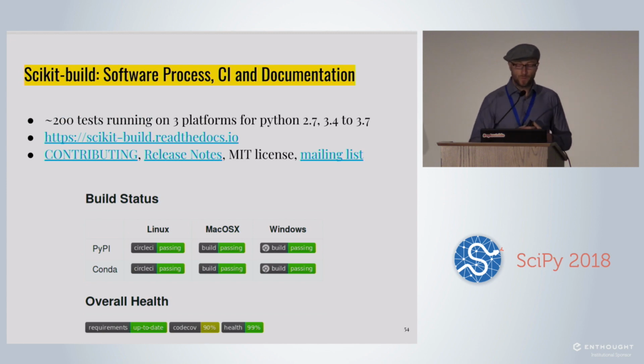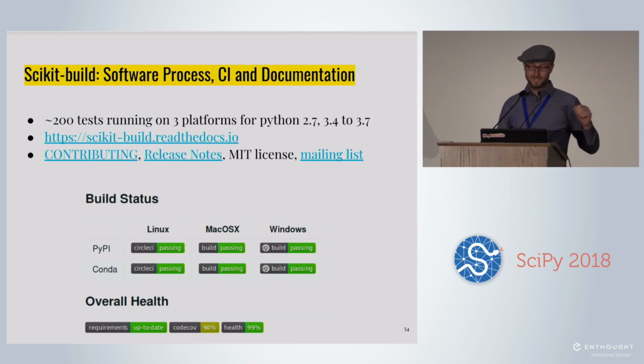It has an extensive software process, CI and documentation. There are around 194 tests running on 3 platforms, in fact 4, because we also run tests on 32-bit Linux, from Python 2.7, and then from Python 3.4 to 3.7. Documentation on Read the Docs, contributing document, release notes, MIT license, mailing list, package available on Conda, and coverage is around 90%.